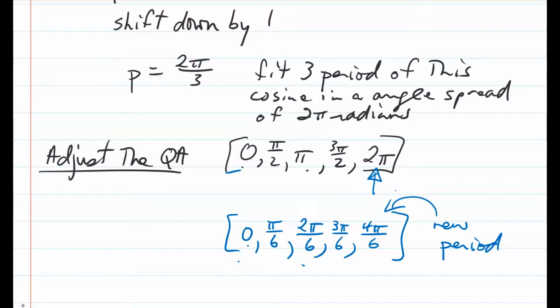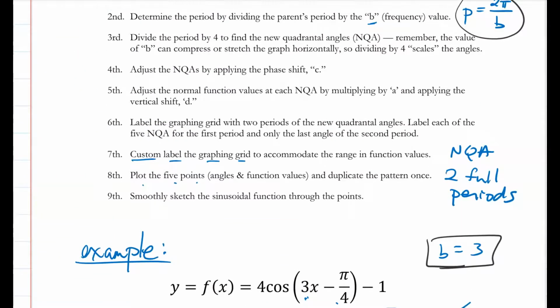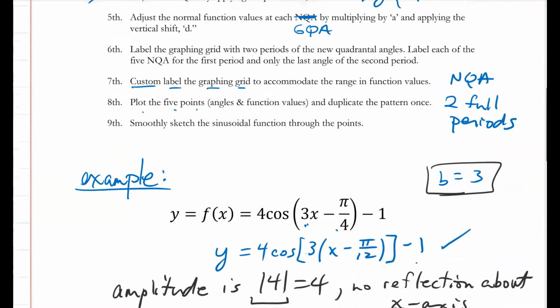So we have the new quadrantal angles, but these are not the graphing quadrantal angles. And I forget if I called the graphing quadrantal angles up here. We're going to have to apply the phase shift. Now, where did I say that? Right here. I should change this to GQA. I've got a little typo here. So these give us the GQA, the graphing quadrantal angles. This is gold for us.